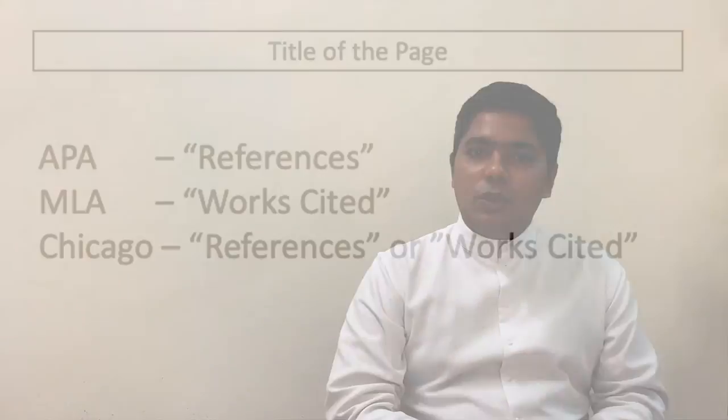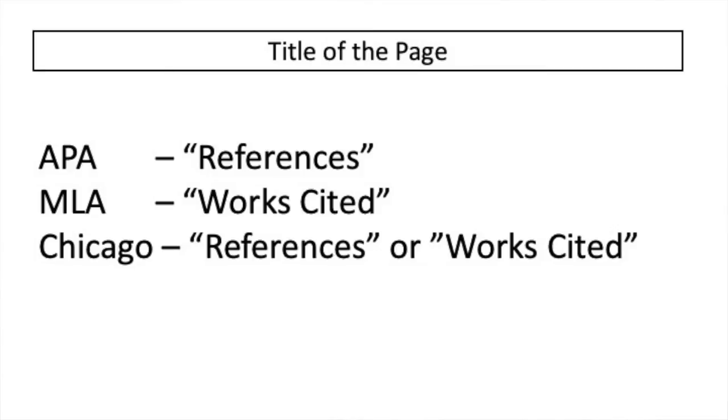It has to be on a separate page after the body of the text. And what title should be given to this particular page according to these three different style manuals? APA proposes to use the title References. In the case of MLA, it proposes to write the title as Works Cited. And if there is only one work to cite, we can write Work Cited. And coming to Chicago, we can use either References or Works Cited as the title of the page.